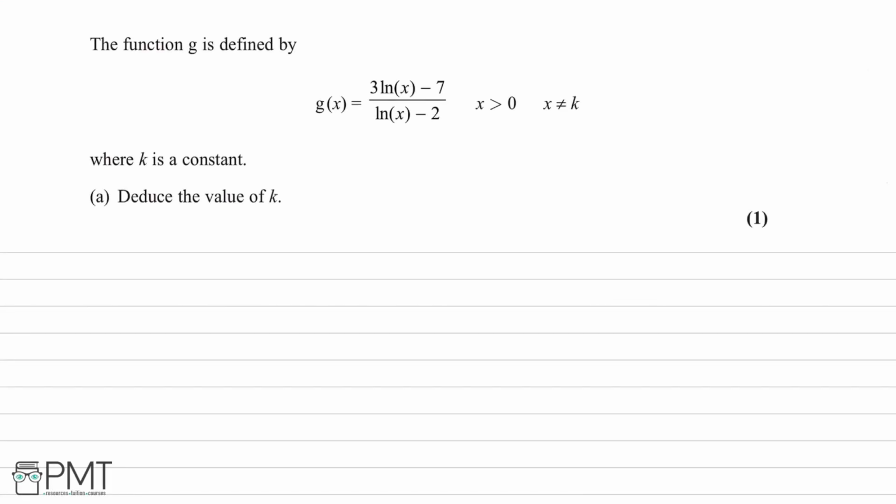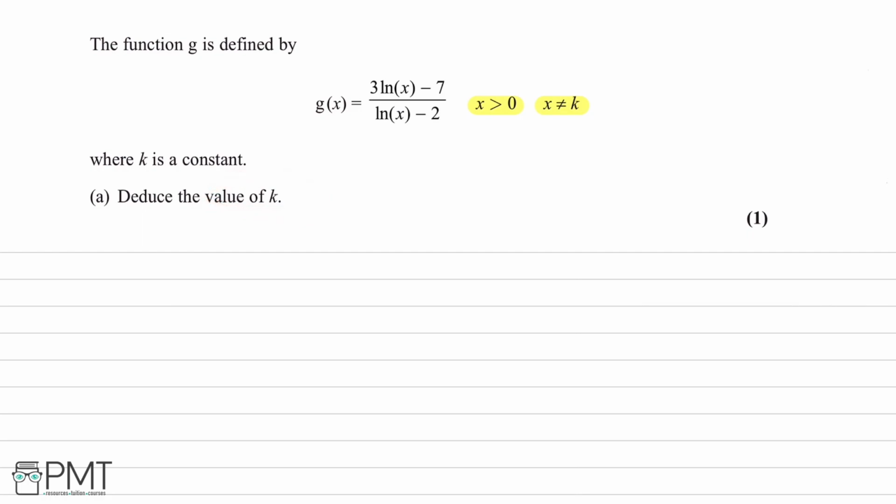So in this question, we're told that the function g is defined as follows. We have that g of x is equal to (3 ln x minus 7) divided by (ln x minus 2). And we're told two key pieces of information, that x is greater than 0 and that x is not equal to k, where k is a constant.